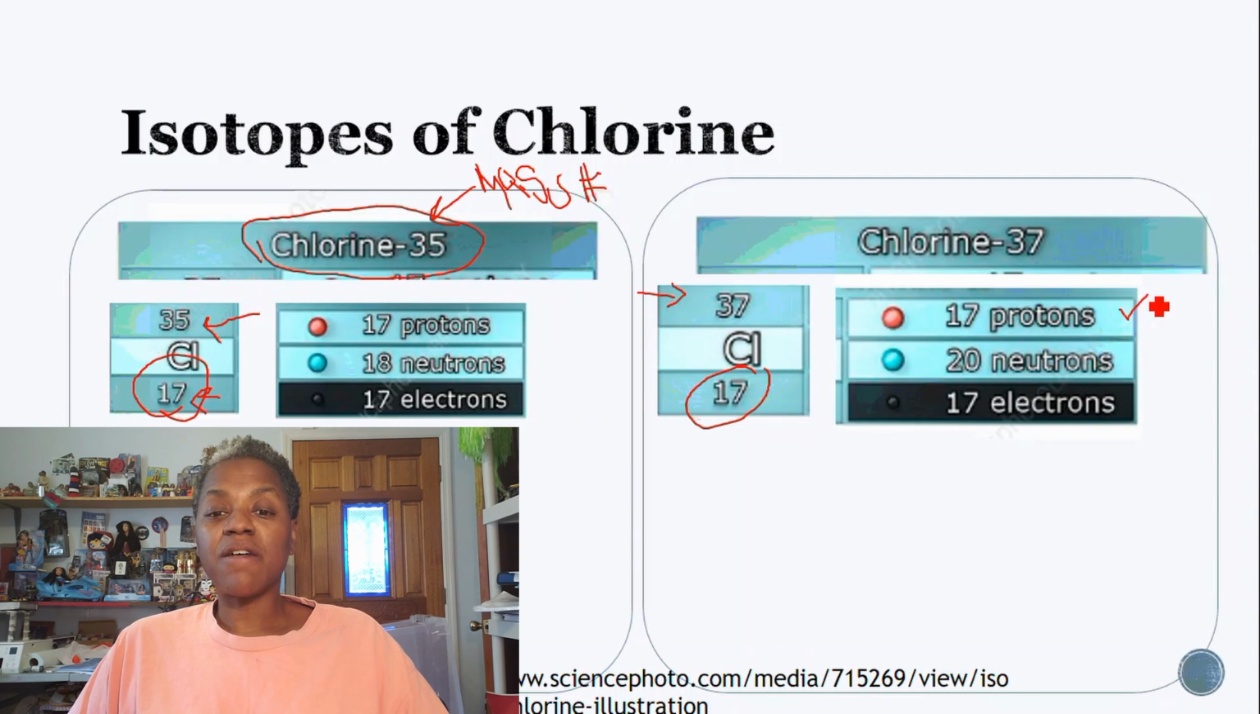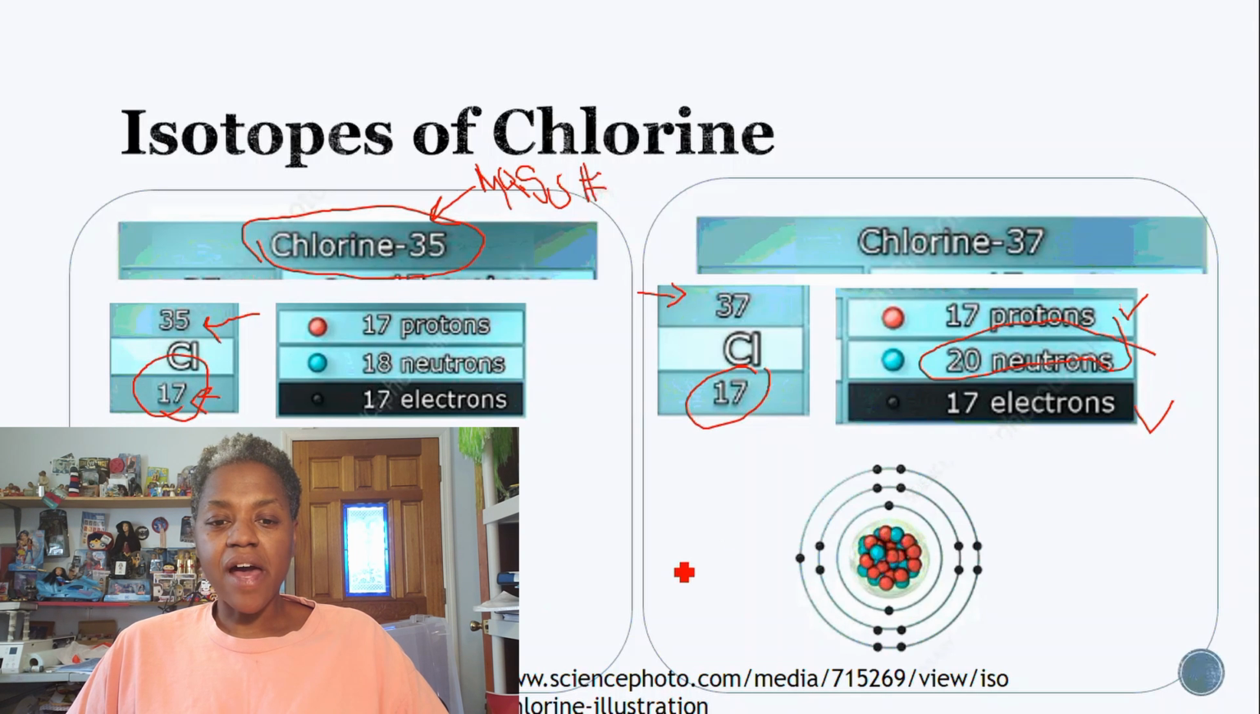So when you take the mass number, 35, minus the atomic number, which is 17, that gives you the number of neutrons. So here's a picture of chlorine 35 and chlorine 37. You'll notice they both have 2 in the first level.